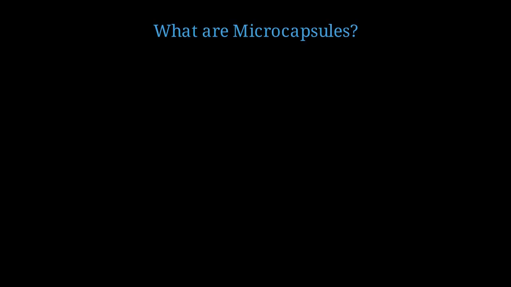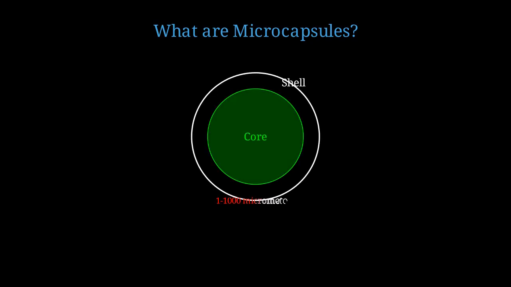Microcapsules are tiny spherical shells, typically ranging from 1 to 1,000 micrometers in diameter, that encapsulate an active core material. Picture a tiny sphere with a protective shell surrounding a liquid or solid core. The shell acts as a barrier that controls the release of the core material.